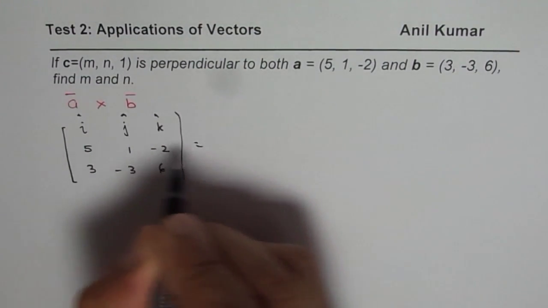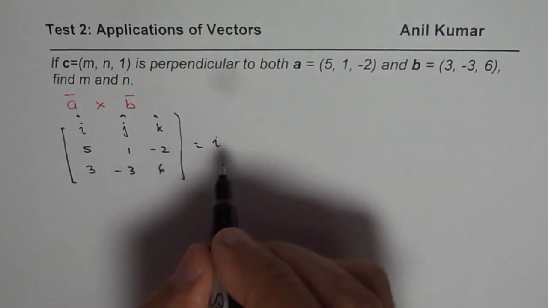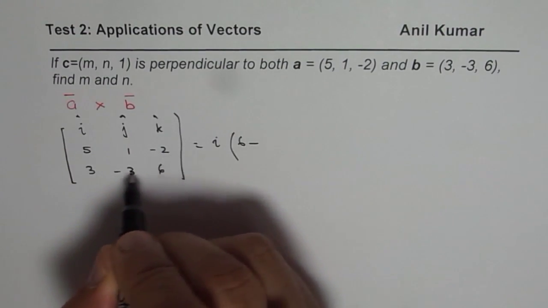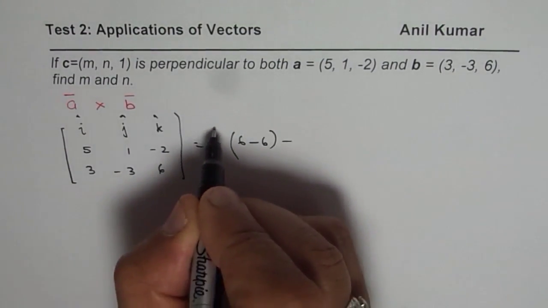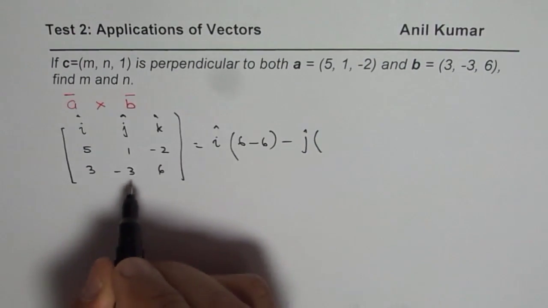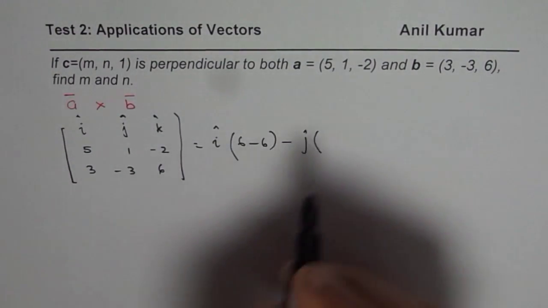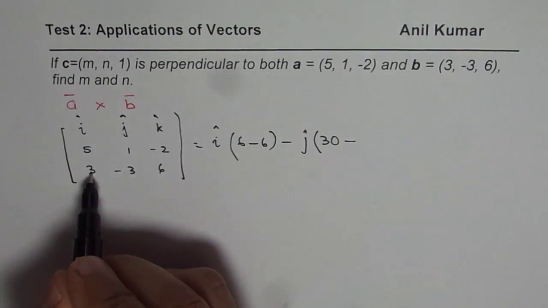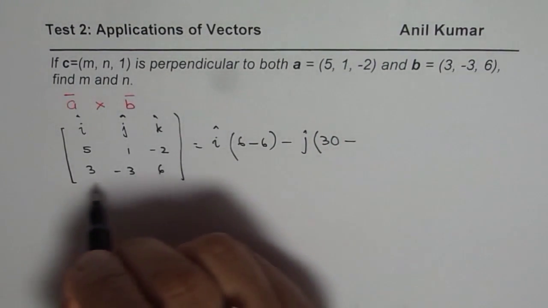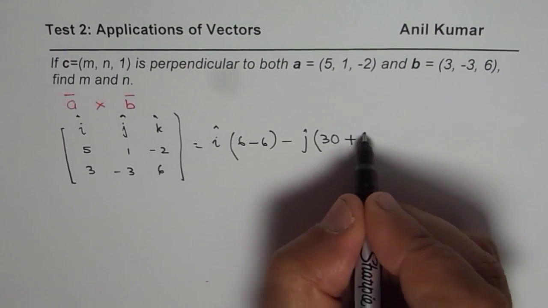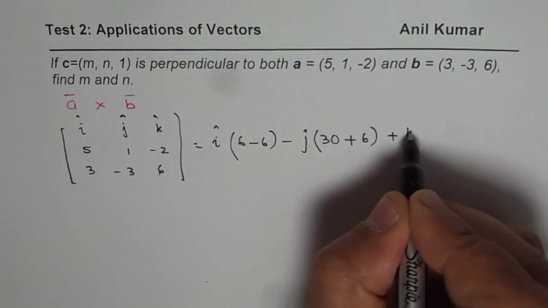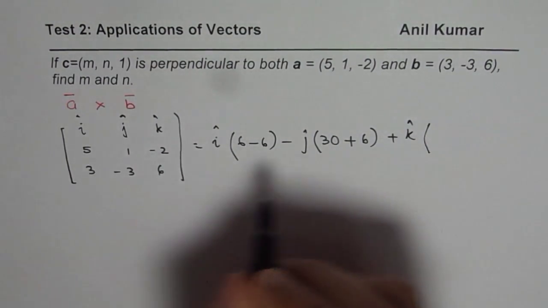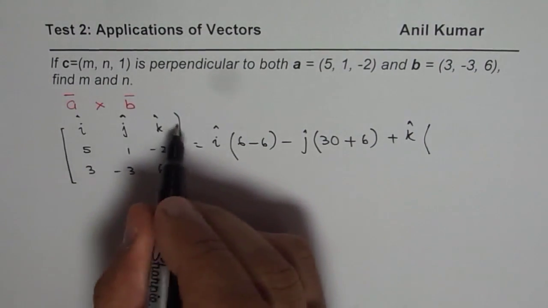We can write this as i, determinant of this, which is 1 times 6 minus the product of these two, which is 6 itself, minus the unit vector j now, and for j we'll do 5 times 6, which is 30. Note this is negative here, minus 3 times minus 2, which is minus 6. Minus or minus 6 becomes plus 6, plus k. So this sign alternates plus minus as the matrix moves on.